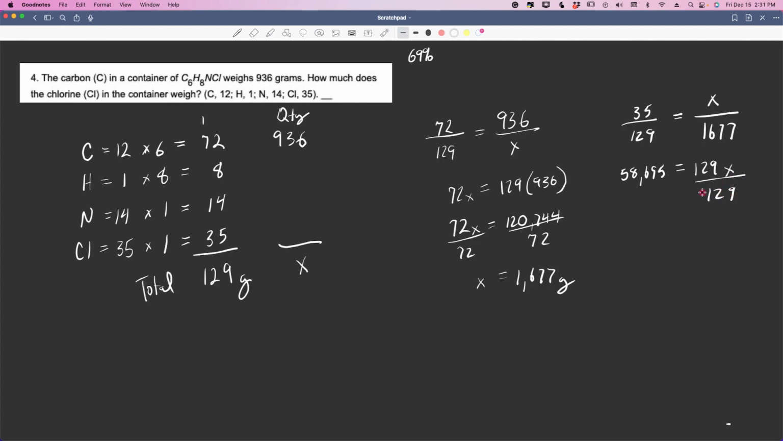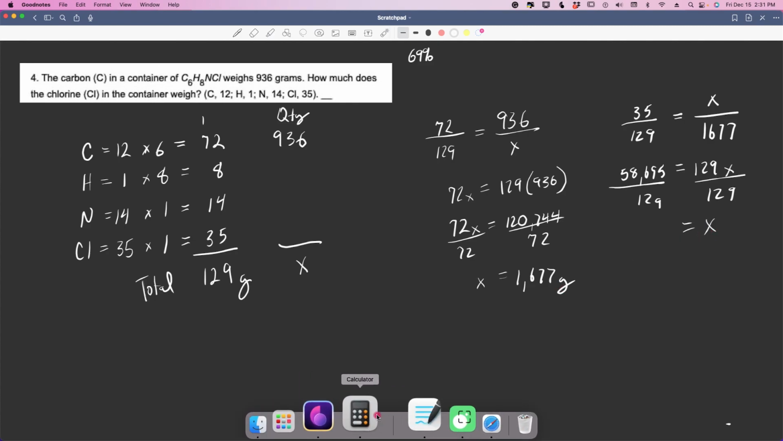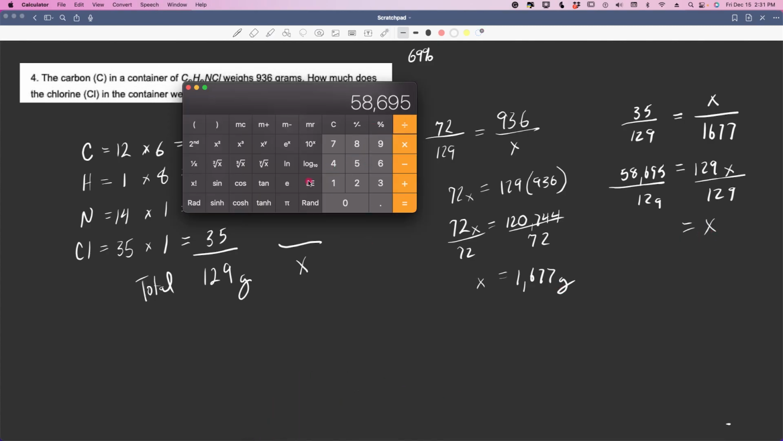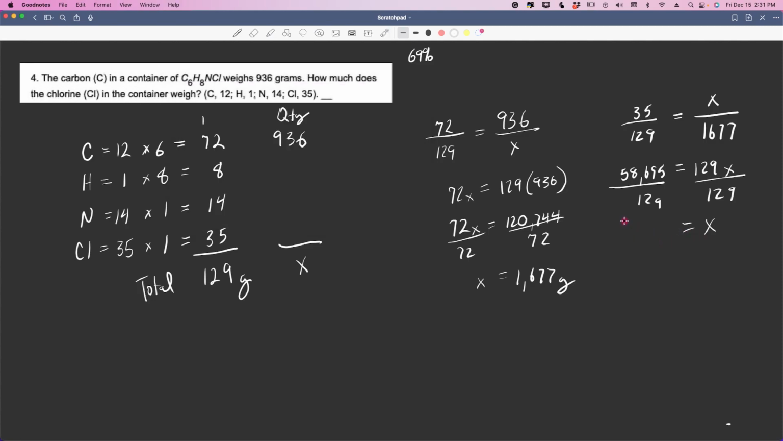Divide both sides by 129, and x is going to be equal to 455. So 455 grams of chlorine is in the new solution that has 1,677 grams total in it.